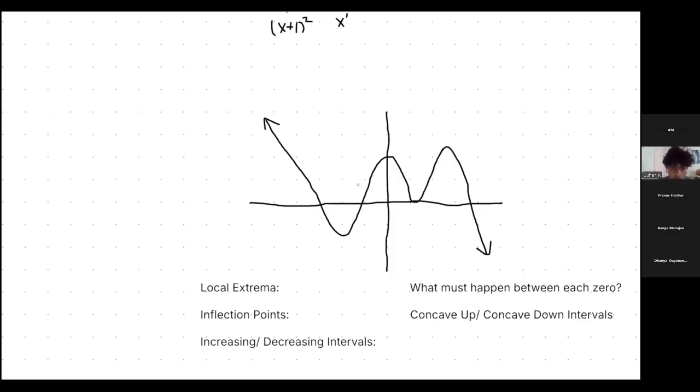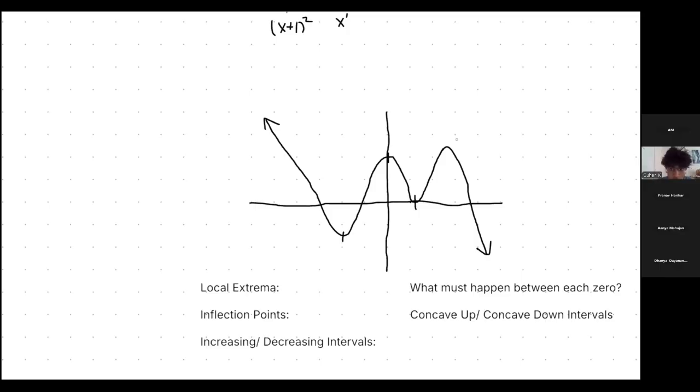So the local extrema, right? Okay, so there seems to be a local extrema here. This looks like a local minimum. Around here is like a local maximum. And around here, another local minimum. And around here, another local maximum.